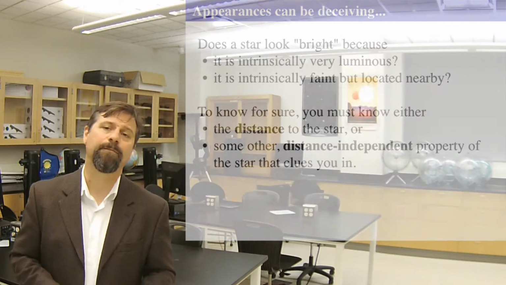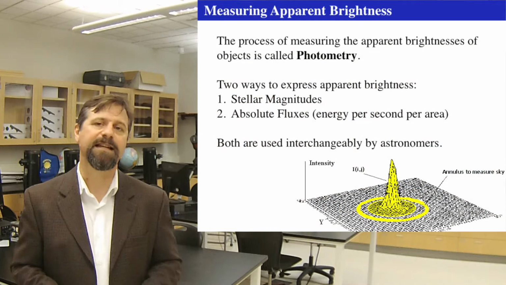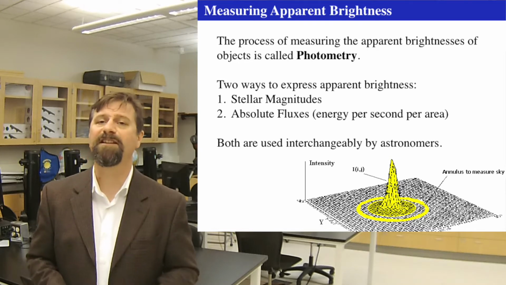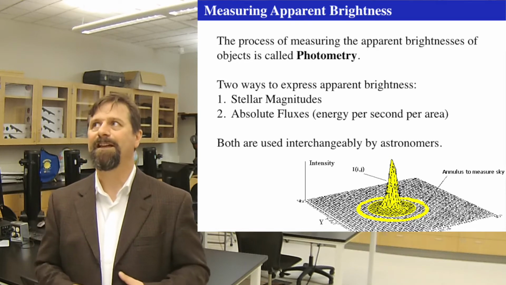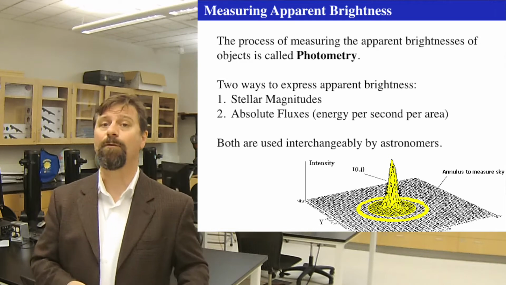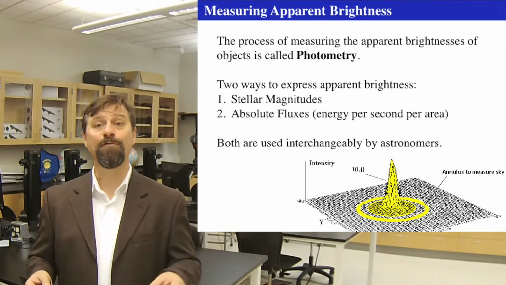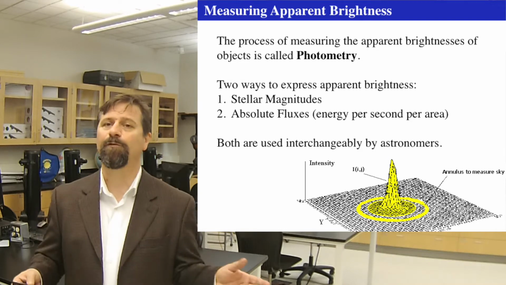So we need to be able to know how to measure brightness, and that science is the thing we call photometry. Photometry is literally the measuring of photons. So we're counting the total number of photons we receive. And there's a couple of ways we talk about it.